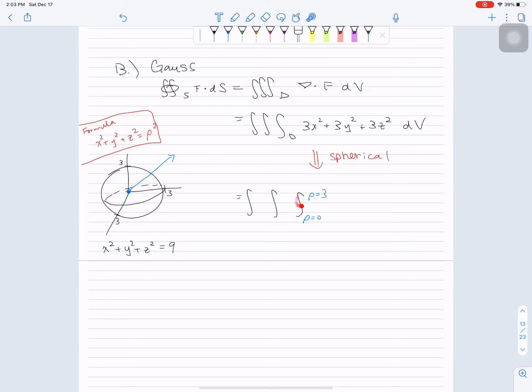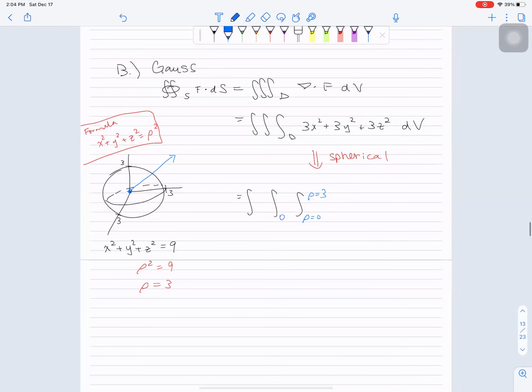You can also see why the upper bound should be rho equals 3 by looking at the equation of our sphere. If I convert my equation of the sphere to spherical coordinates, I get rho squared equals 9. In other words, rho equals 3. So that's why the top is rho equals 3 as well.